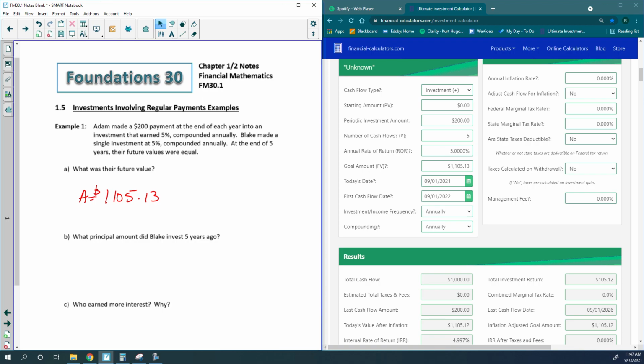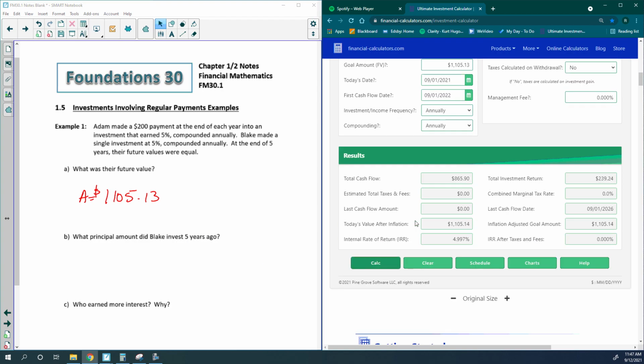Okay, and so now we want to know what principal amount Blake invested 5 years ago. So Blake is doing one lump sum right at the beginning and got to the same amount as Adam did. So what I'm going to do is leave the goal amount, the future value, at $1,105.13, because that's what they both ended up with. It is still 5% for 5 years, but Blake is not making regular payments, so that's going to be 0. And the amount he started with is going to be the unknown. Dates stay the same.